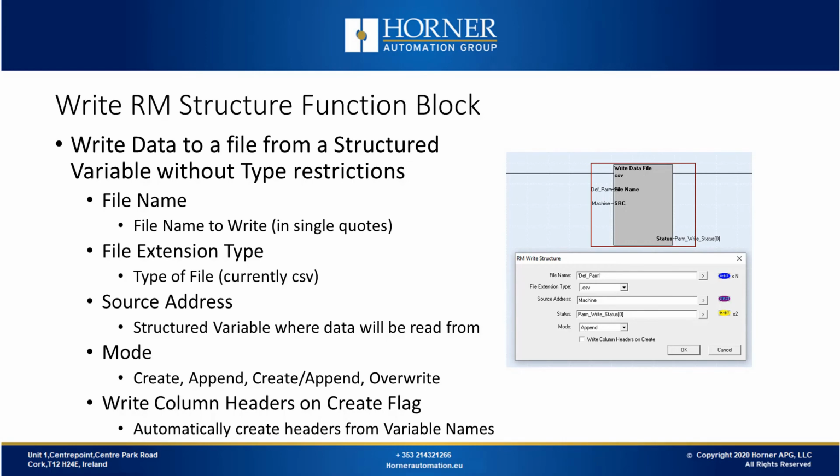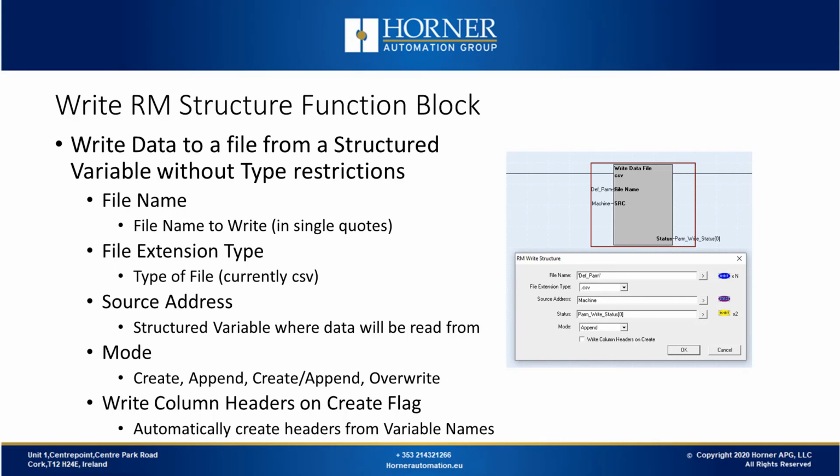Now let's look at the write structure function block, which writes data to a file from an OCS structured variable without type restrictions. The configuration is similar to the read structure function block. We specify the file name and the file extension type. With these structured function blocks, we don't put the extension in the file name, we handle that with a pull-down list. The source address is the structured variable that contains the data to be written.